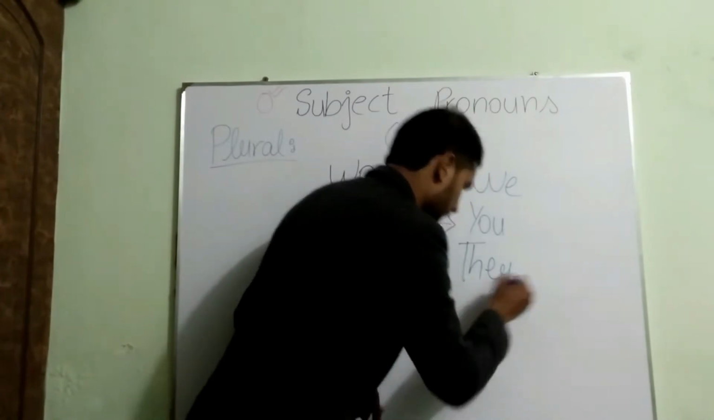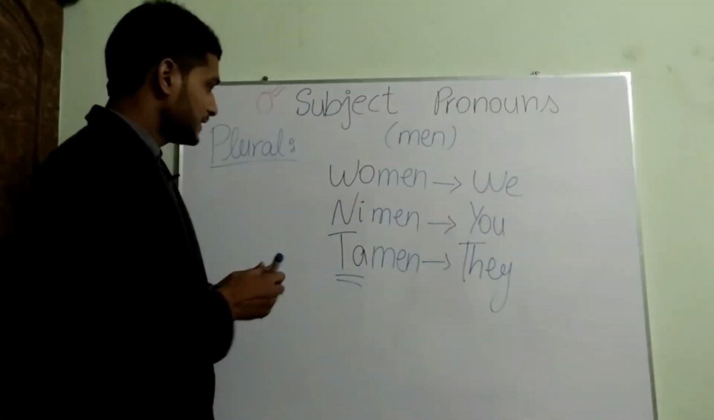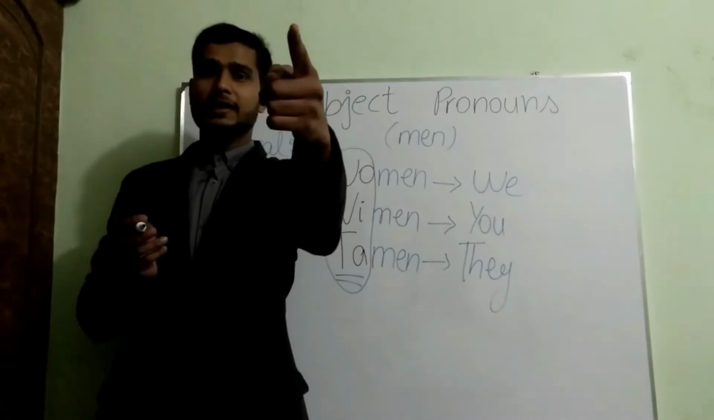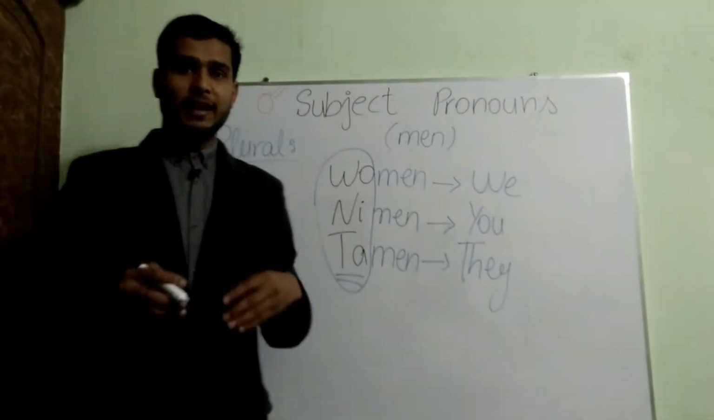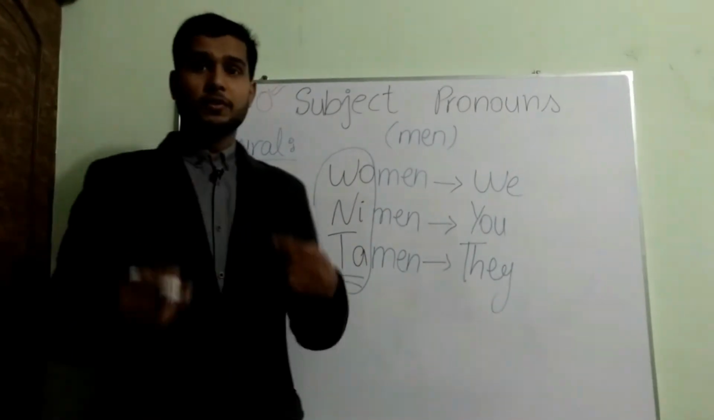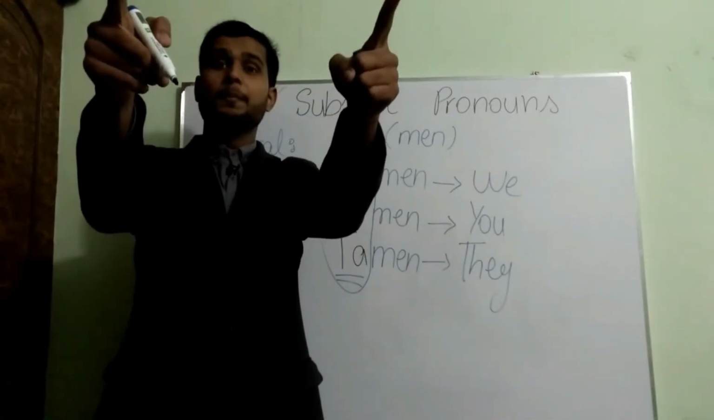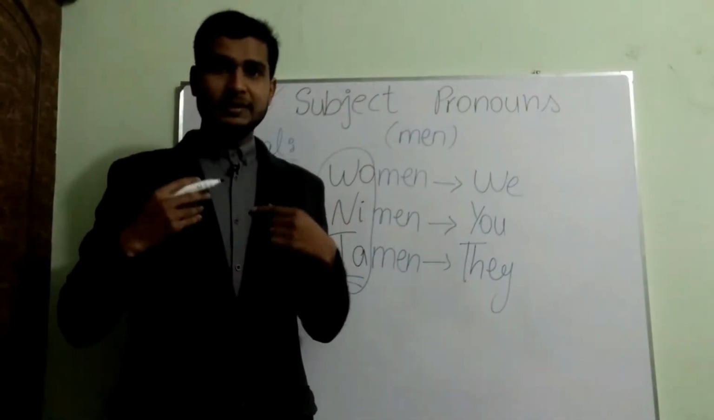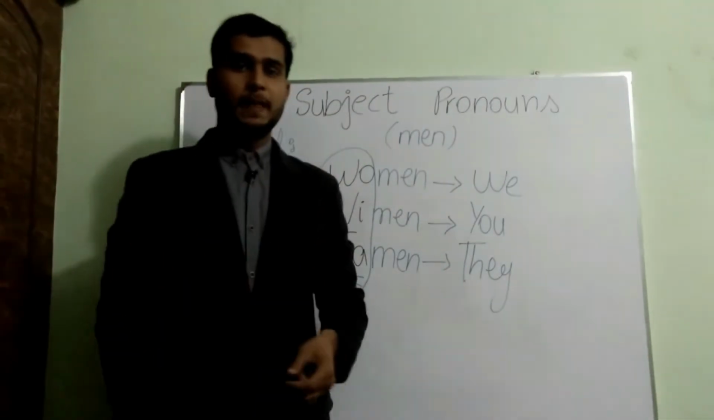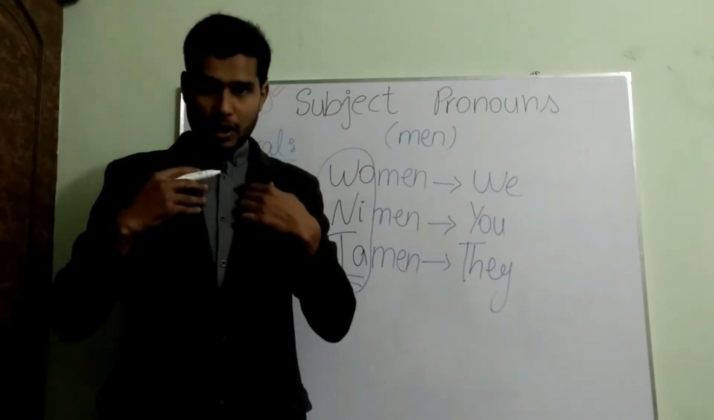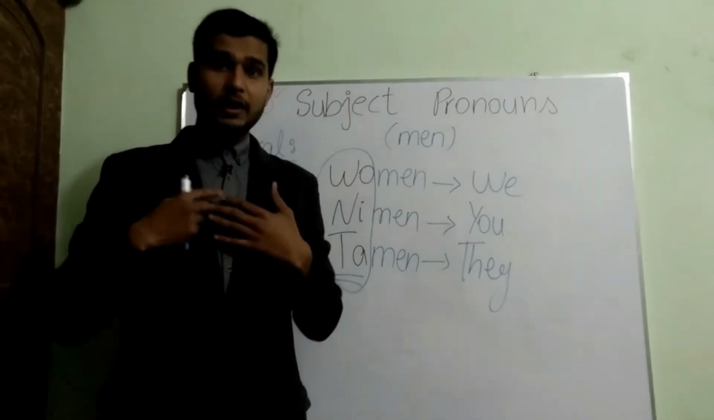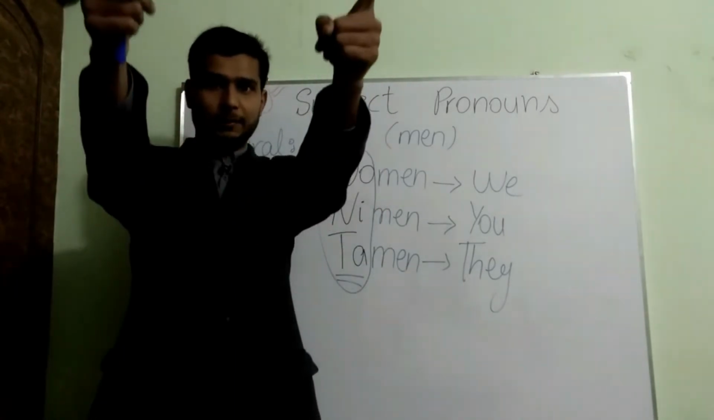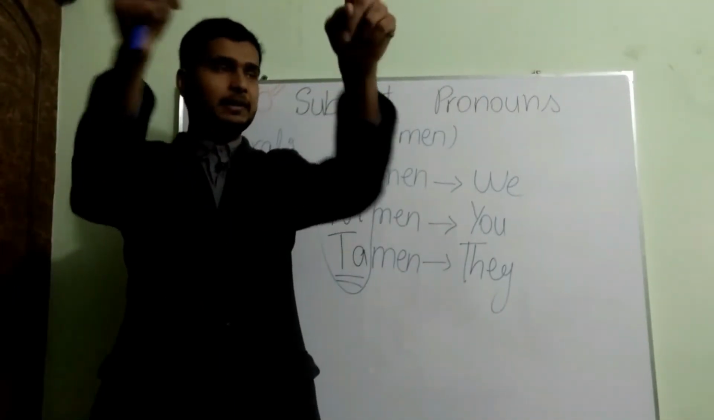Very simple. Guys, if you just memorize these three, wǒ, nǐ, tā, singular, then if we put men after them, it becomes wǒmen, nǐmen and tāmen, plural. Wǒ, nǐ, tā, wǒmen, nǐmen, tāmen. Repeat after me: wǒ, nǐ, tā, wǒmen, nǐmen, tāmen.